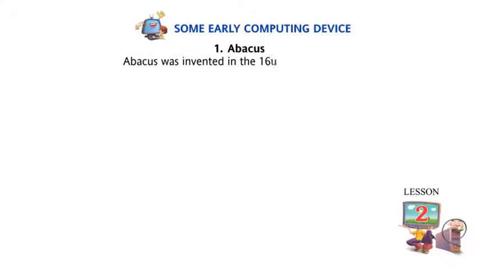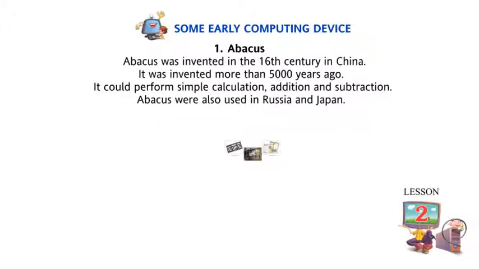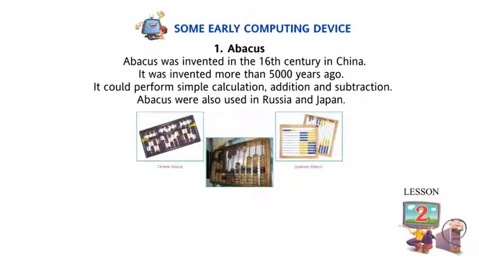Some early computing devices. 1. Abacus. Abacus was invented in the 16th century in China. It was invented more than 5,000 years ago. It could perform simple calculations, addition and subtraction. Abacus were also used in Russia and Japan. Chinese abacus, Japanese abacus.